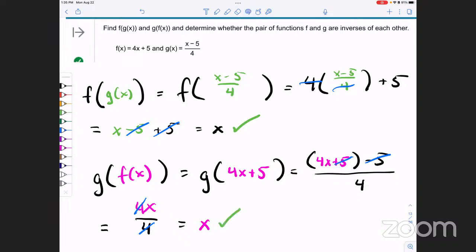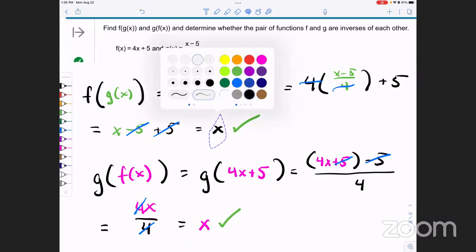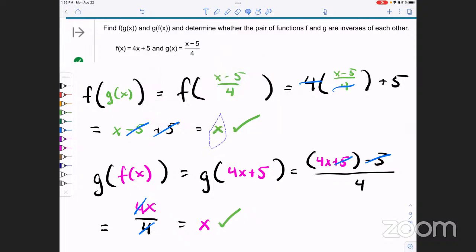Let me be consistent here as well. All right. So we have now verified that when we say f of g of x, we got x. And when we did g of f of x, we got x. So that's how we verify that two functions are inverses of each other.